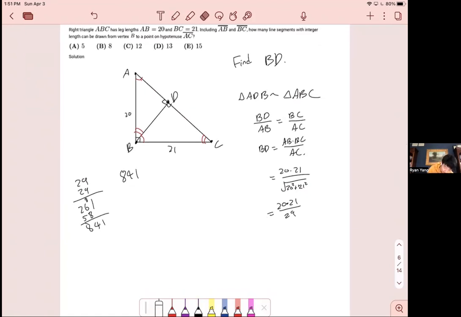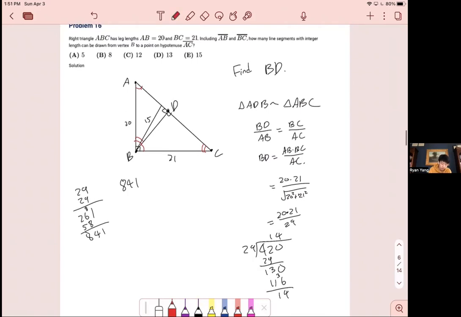And so we can find, we want the smallest integer length that's bigger than that. So we do 20 times 21, which is 420, divided by 29. And that gives 14. Yeah, so 14 is the amount that divides in. So the smallest integer that is greater than BD is 15.